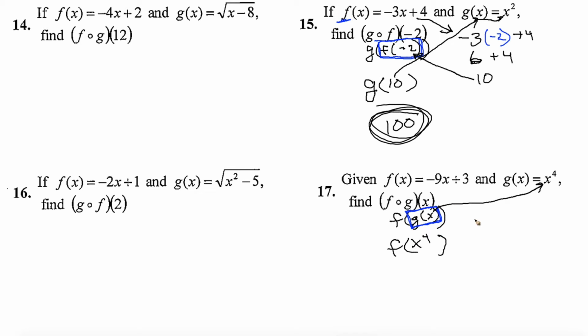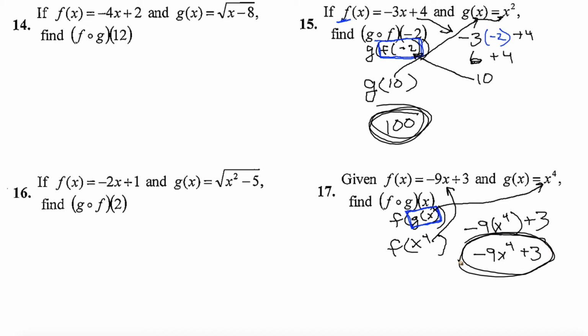Now we rewrite the f function with this replacing x. So this is going to go in place of x, giving us negative 9 times, what's x? X to the 4th plus 3. And we can simplify this one really easy. Just negative 9 times x to the 4th is negative 9 x to the 4th plus 3. And there you go. And if you can't simplify it, I'd accept that other answer just fine too.